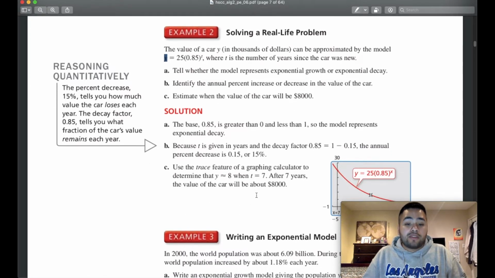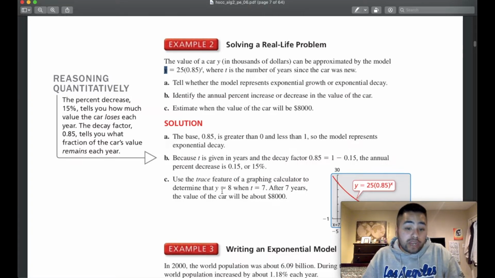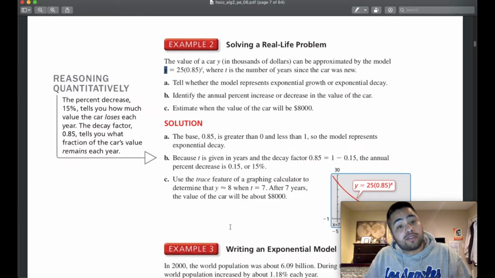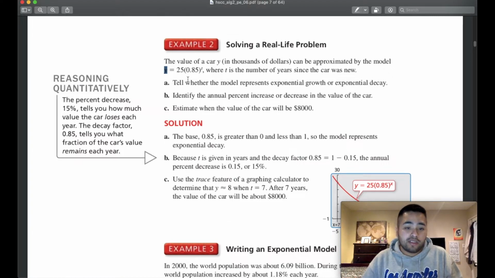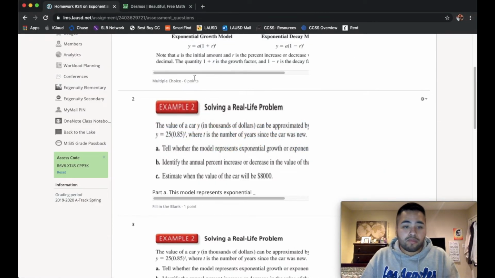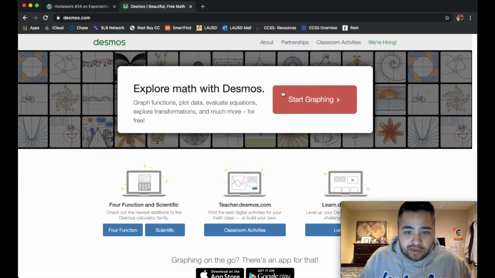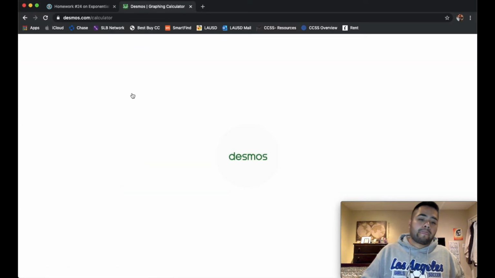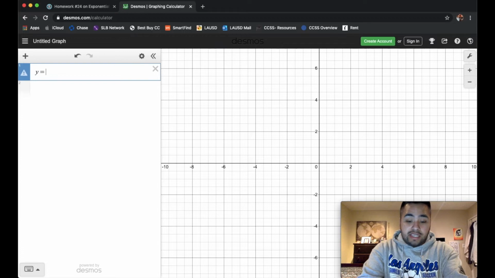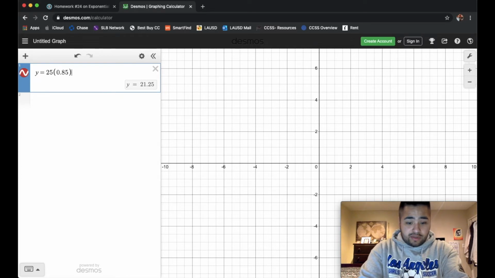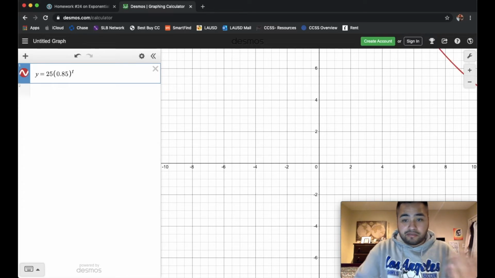So what I'm going to ask you to do from here on in is use Desmos, right? Because you're going to need a graphing calculator. So let's go ahead and plug this equation into Desmos. Here on Desmos, we're going to go ahead and start graphing. y equals 25 parentheses 0.85 close parentheses to the power of t, right?